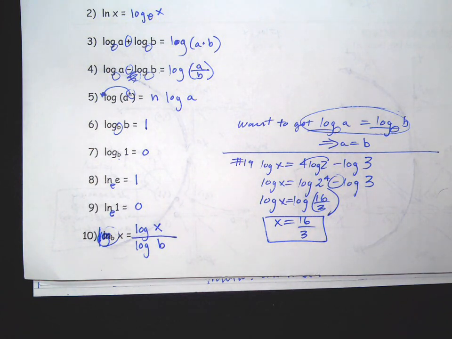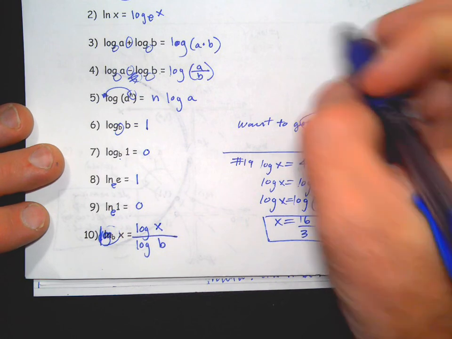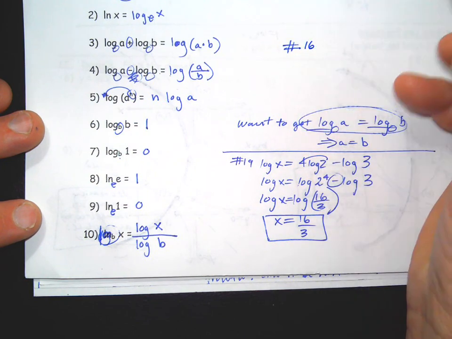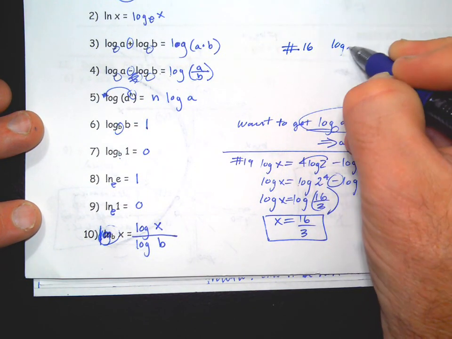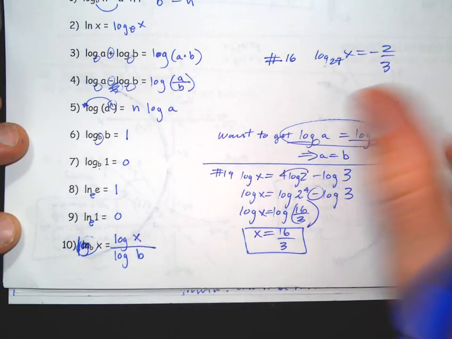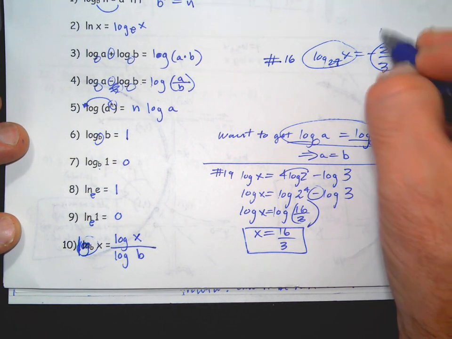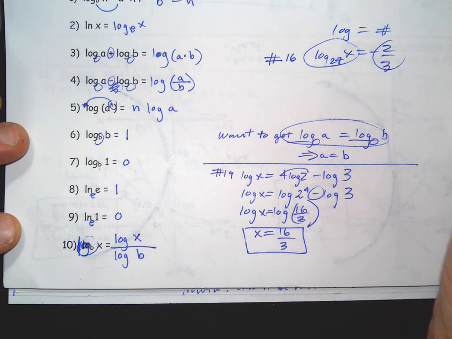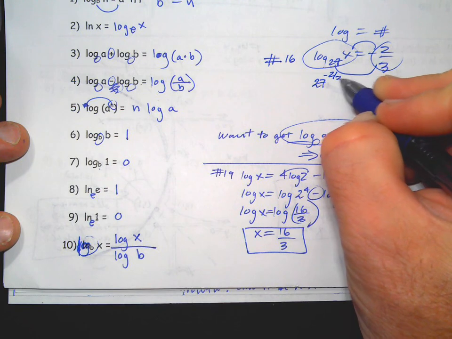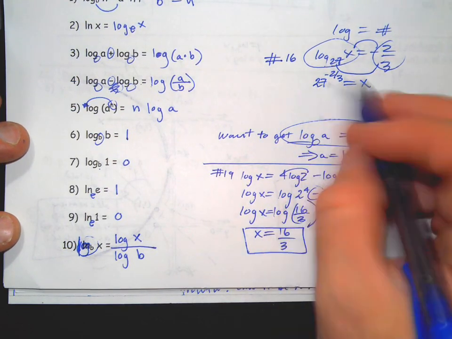Right? So the other scenario on tonight's homework is if you don't have a bunch of logs that you're going to make equal to each other, maybe something like problem 16, you have log base 27 of x equals negative 2/3. Well, I'm not going to make this a log equal log to set the insides equal. So if you have a single log equal to a number, you want to change it to exponential form. Take the base of the log, raise it to the right-hand side, equal to the inside. And then you could solve this.